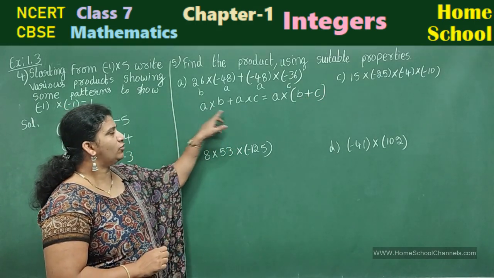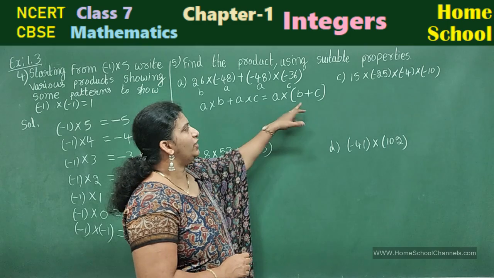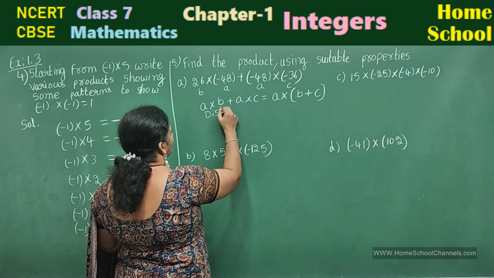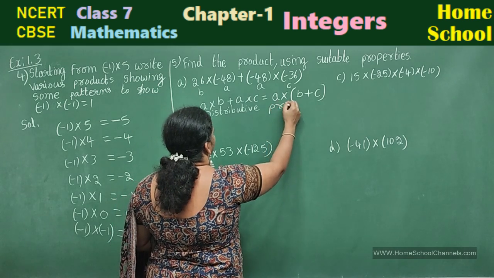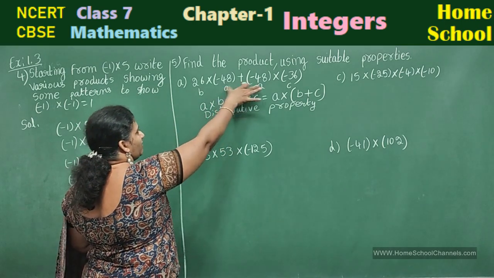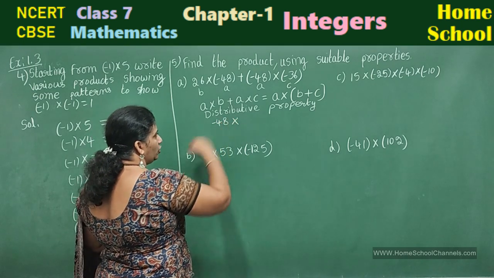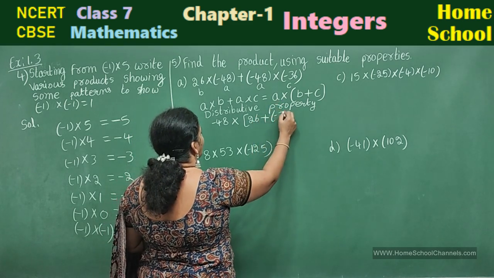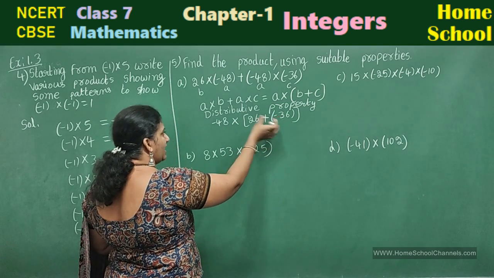They have given A into B plus A into C. We can write the other side as A into B plus C. Write the property name: distributive property. We need to mention the property and then start doing. Write in this form: A value is -48 into B value is 26 plus C value is -36. Now do the one which is in bracket first and then multiply.